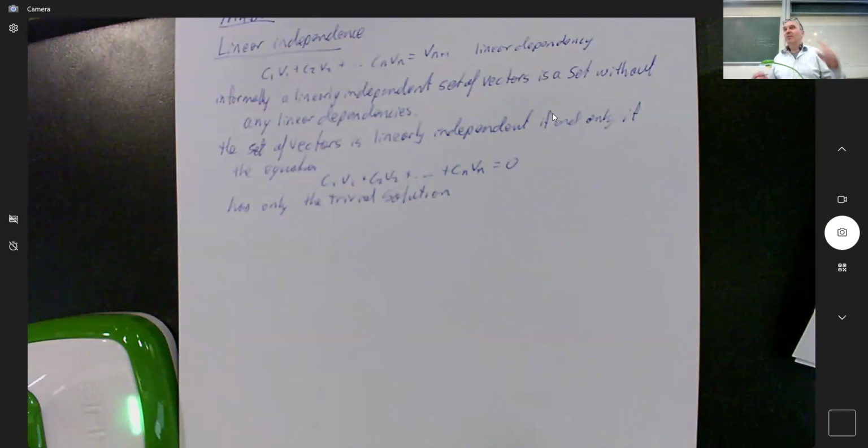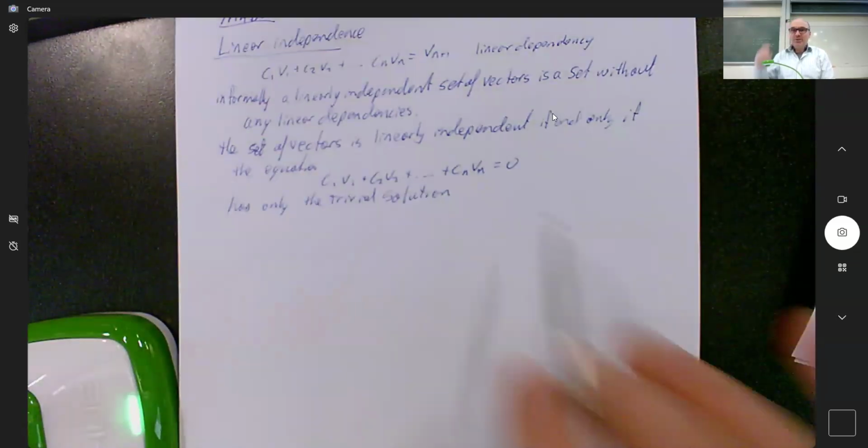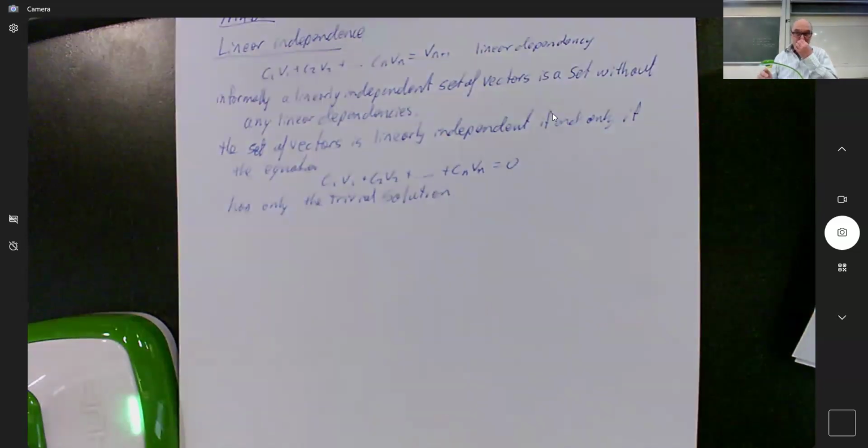And usually we put those vectors in as columns. So it's important to make the distinction between the two things.